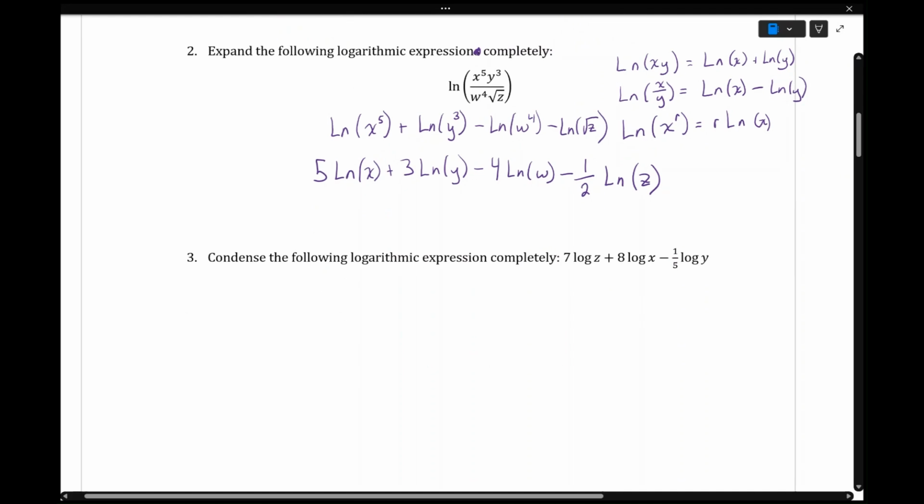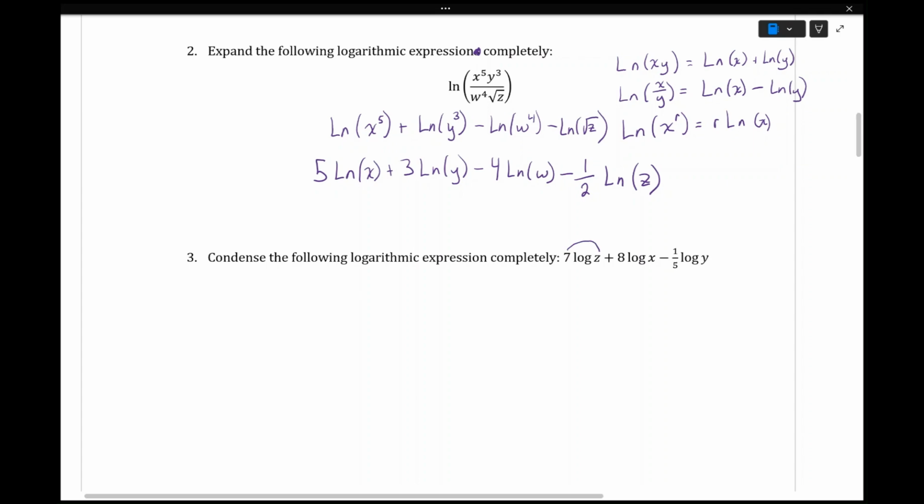The next question is just asking us to do that backwards. And so this 7 is going to go in as a power on z. This 8 is going to go in as a power on x. This 1/5 is going to go in as a power on y. And so we end up with log of z to the 7th, and then everything positive ends up in the numerator of my combined logarithm. So z to the 7th, x to the 8th, divided by the 5th root of y. Now, where did the 5th root come from? The 1/5 power is the same as the 5th root.